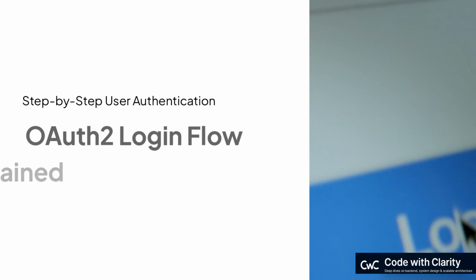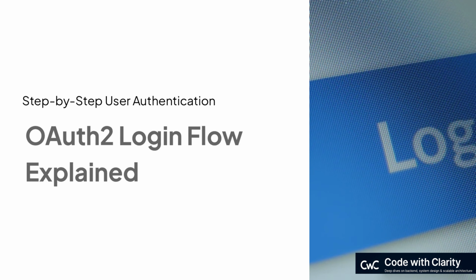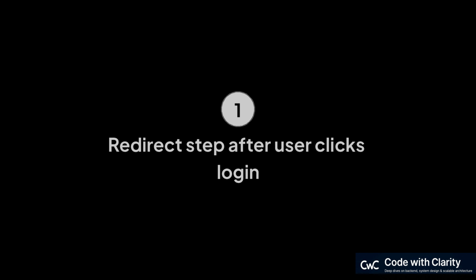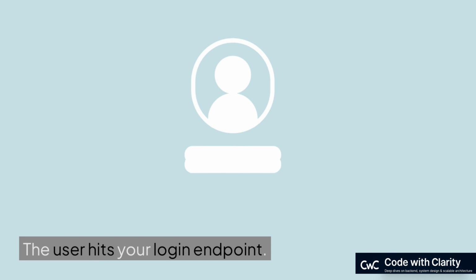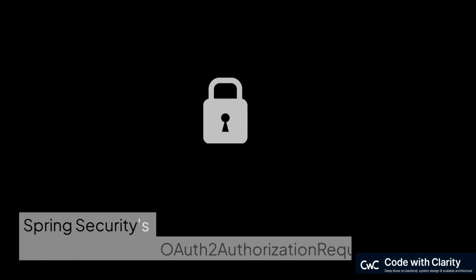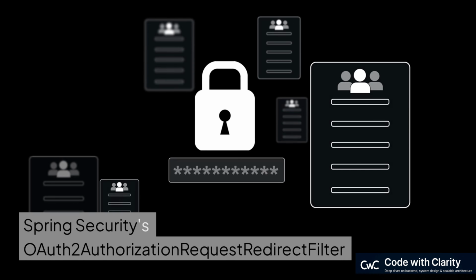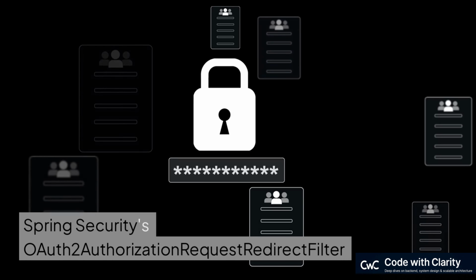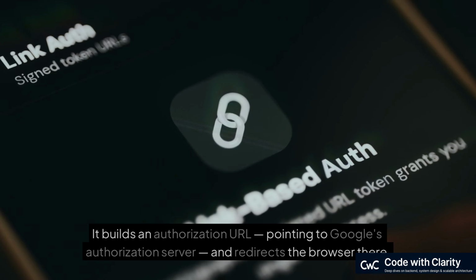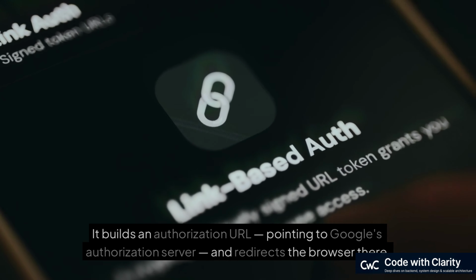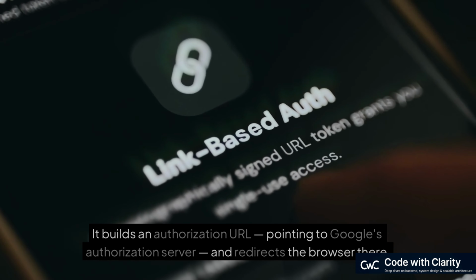Let's trace this from the moment the user clicks the login button. Step 1. The redirect. The user hits your login endpoint. Spring Security's OAuth2AuthorizationRequestRedirectFilter intercepts that request. It builds an authorization URL, pointing to Google's authorization server, and redirects the browser there.